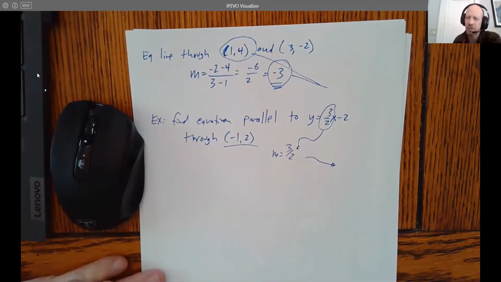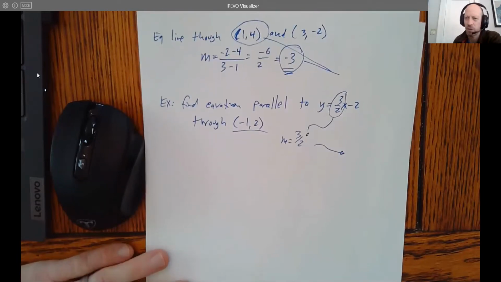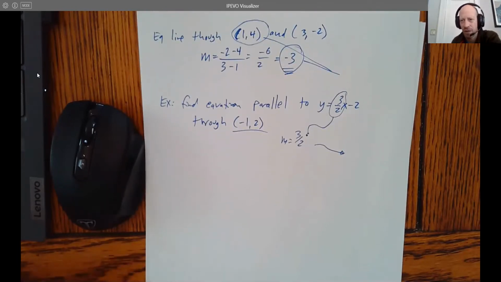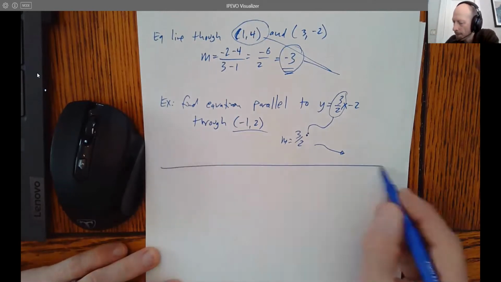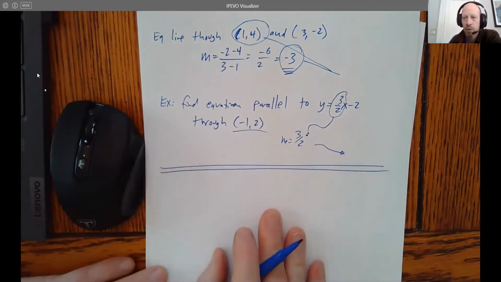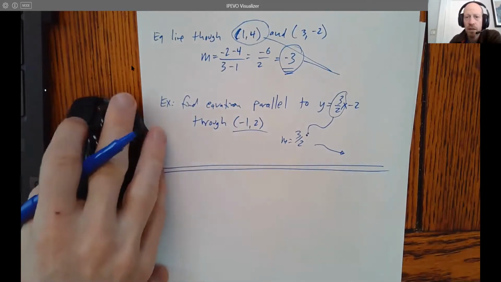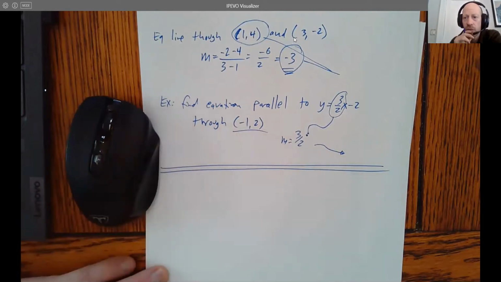So there are different looking variations, but in the end, they really are all the same question: finding an equation from a point and a slope. Okay, any questions? Does that feel okay? Yeah, go ahead.